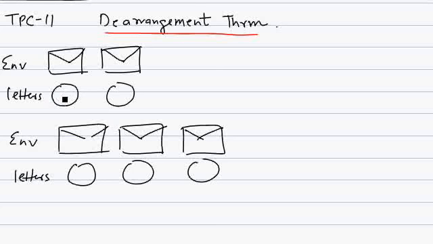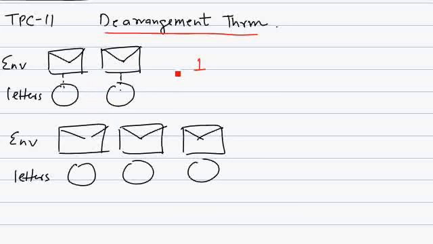Suppose this letter, the correct envelope for this letter is this, right? And the correct letter for this envelope is this. So basically this letter should go into this envelope and this letter should go into this envelope. So if we have to answer the number of ways in which we can place these two letters in their respective envelopes, then the answer is one way.